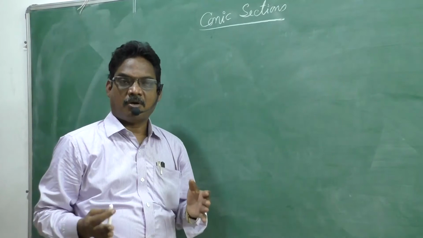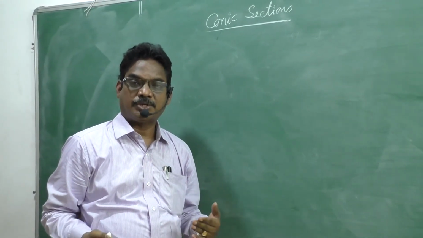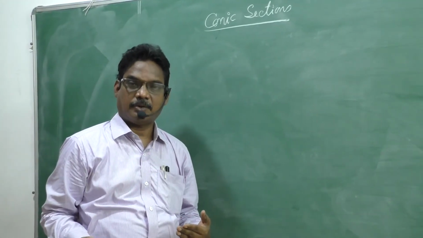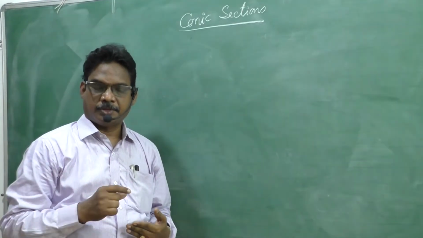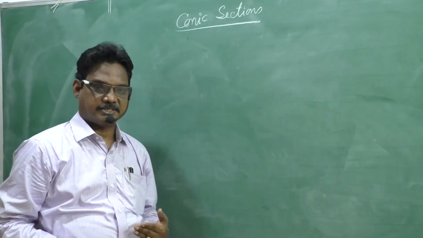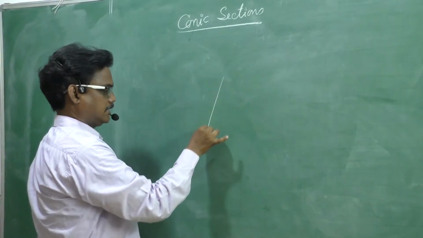Actually, in the conic sections, if a right circular cone is divided or cut with a section plane, what are the different types of shapes obtained? Those are called conic sections. Now, we will consider a right circular cone.